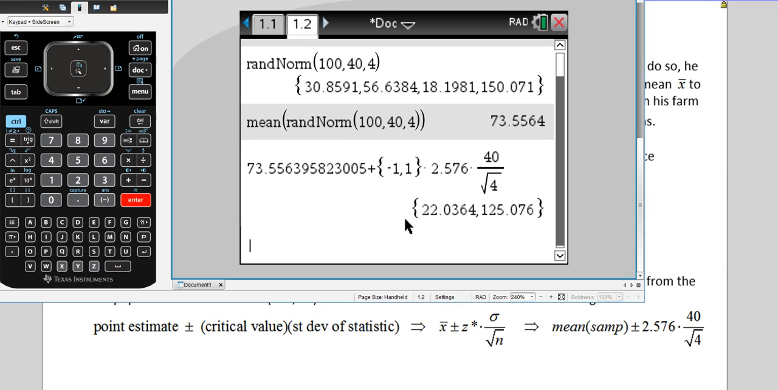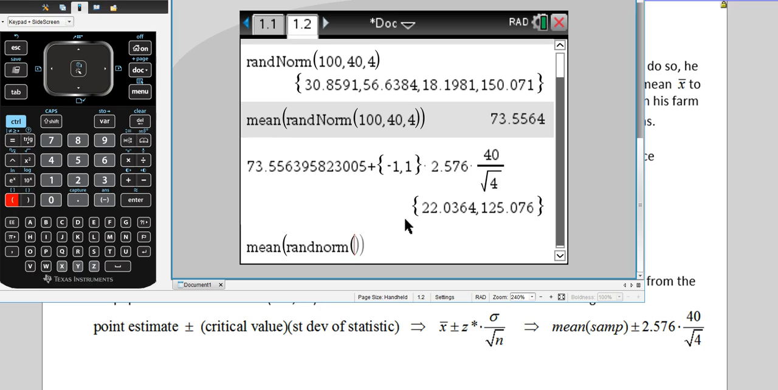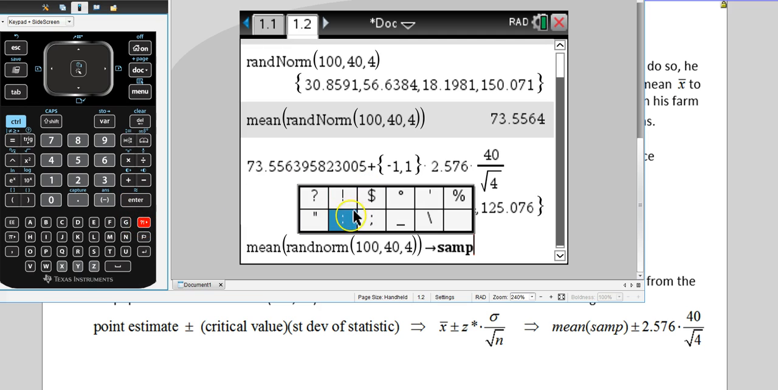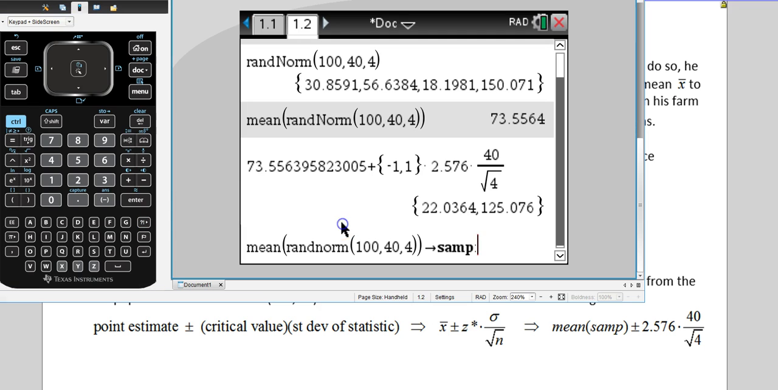But we want to generate lots and lots and lots of these in one step. So here's what we're going to type in. We're going to type in mean, random norm of 100, 40, 4, and we're going to store this to the list samp, which I can find under my variable. Okay. Now, I want to do a second command on the same line, so I'm going to go into this little button here that has some different kind of punctuation marks. I'm going to put a colon there.